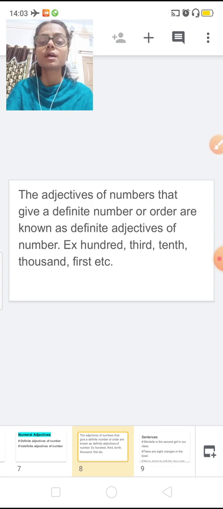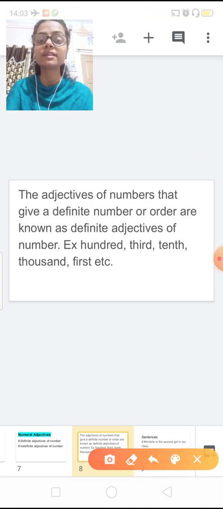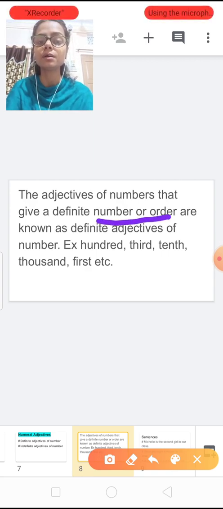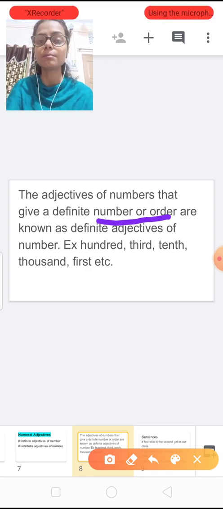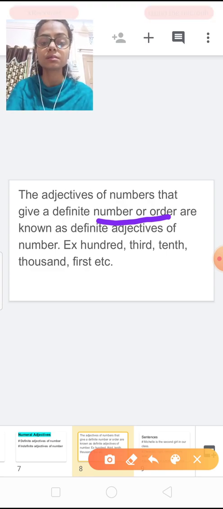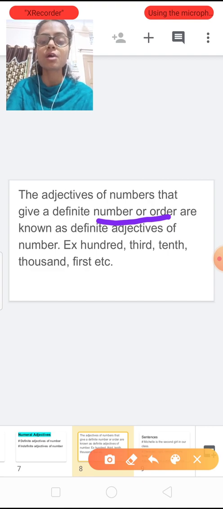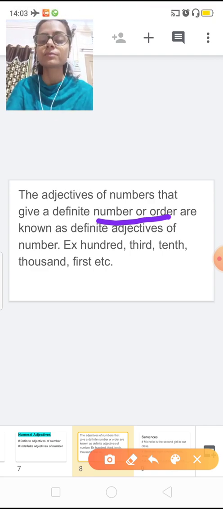Here, the adjectives of number that give a definite number or order are known as definite adjectives of number, meaning a correct number or order. For example, 100, third, 10th, 1000, first. Okay, so now you can see these are examples giving you a definite number or order.